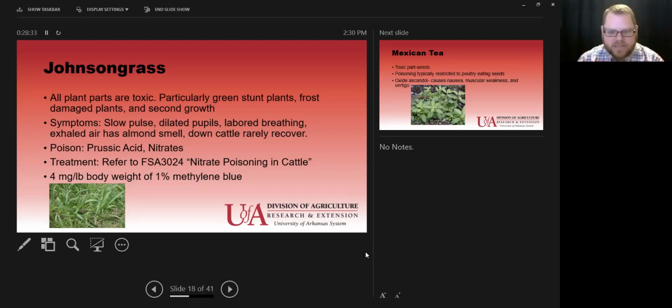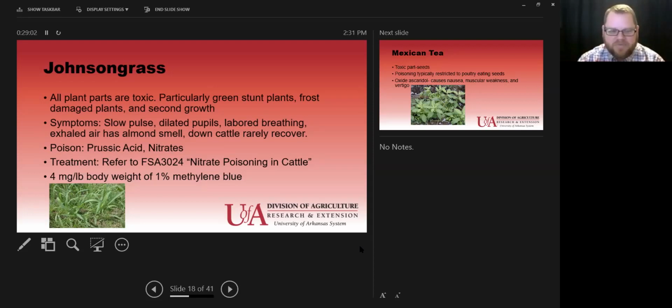Johnson grass is referred to quite a bit in that. And also the remedy for nitrate poisoning that I've listed here at the bottom is also in that fact sheet, 4 milligrams per pound of body weight of methylene blue. And again, the problem with nitrate poisoning is that nitrates turn to nitrites and clump up the blood. So it's something that we definitely have to look at.